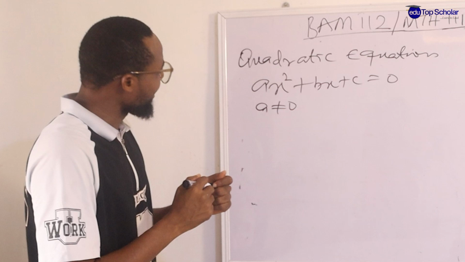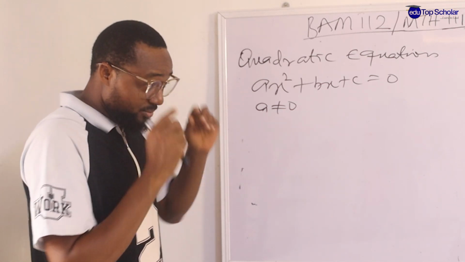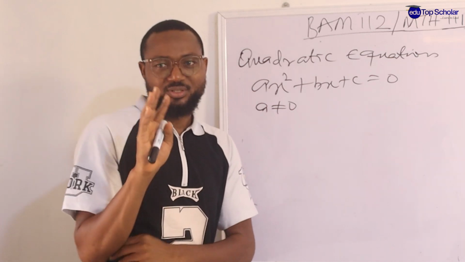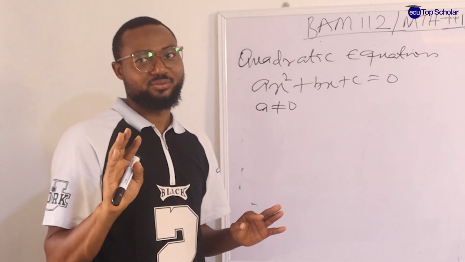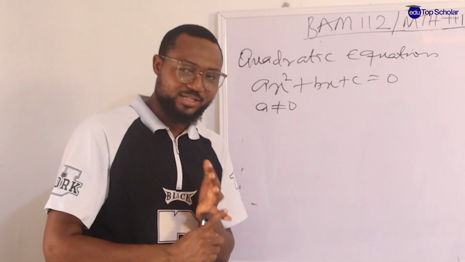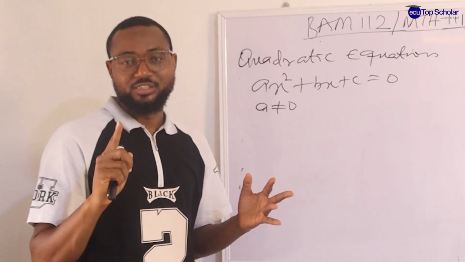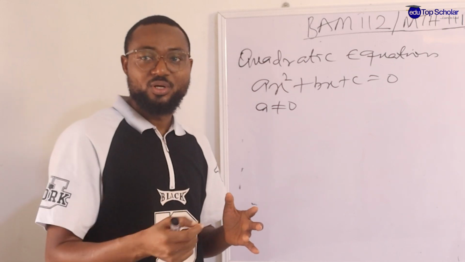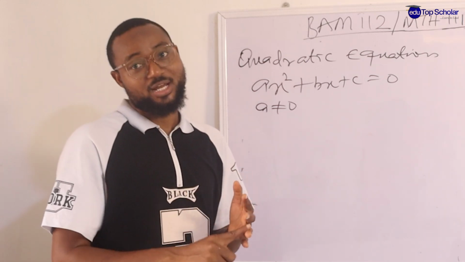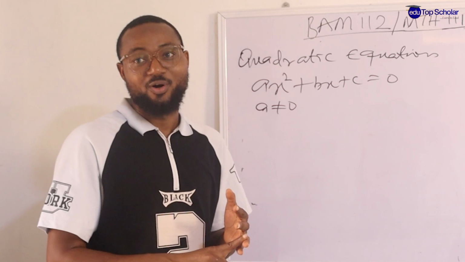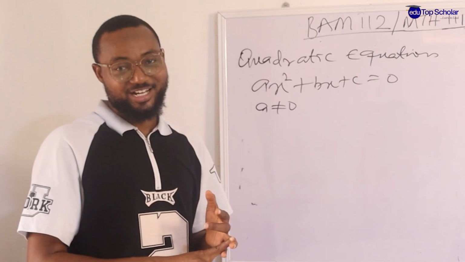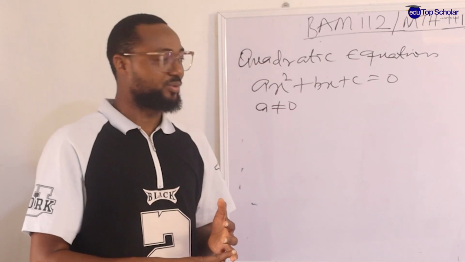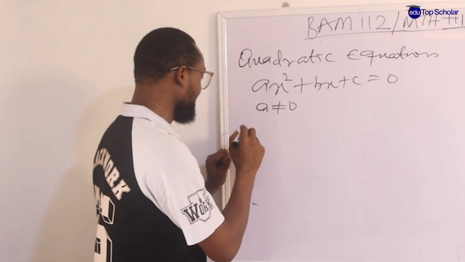So, for quadratic equation, we have three major methods of solving a quadratic equation. Namely, the factorization method, the completing the square method that later leads to the quadratic formula, the one our students called almighty formula. And also, the final one is the graphical method. All of these we'll be treating shortly.